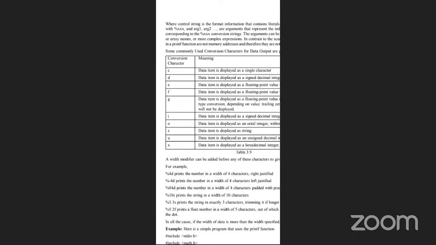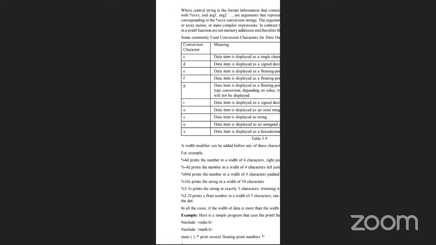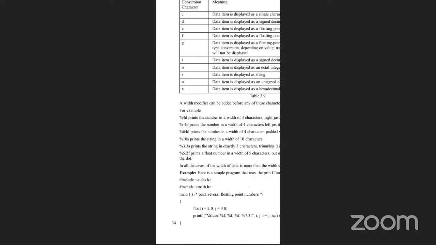an ampersand. So here, c: data item displays a single character. d: data item displays a signed decimal integer. e: data item is displayed as a floating point value with an exponent. f: data item is displayed as a floating point value without an exponent. g: data item is displayed as a floating point value using e type or f type conversion depending on the value; trailing zeros and trailing decimal point will not display. So i, o, s, u, x, these are the others.